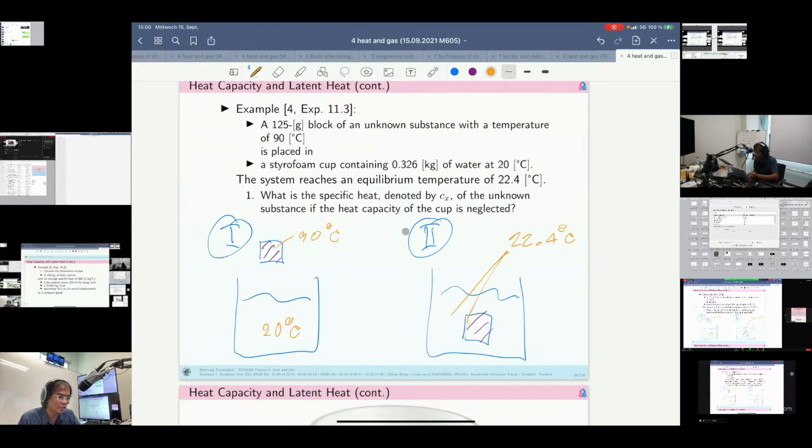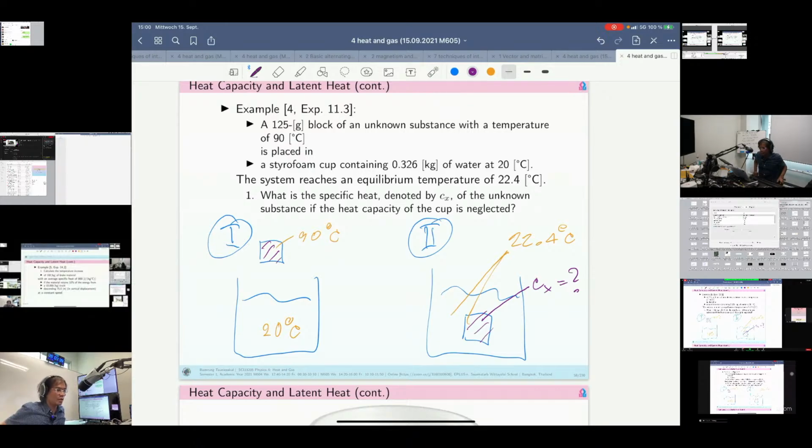They would like to know the specific heat of this one. Okay, what is Cx? Specific heat of this one. What is that? So we have to use another way.